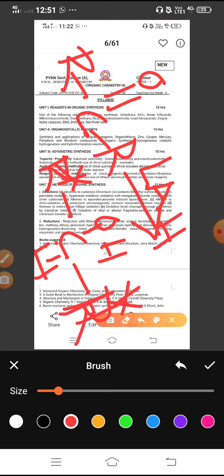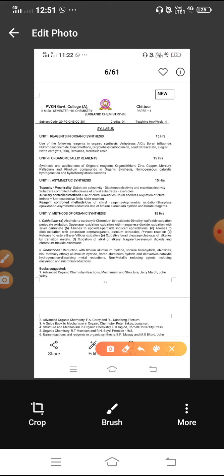Aldehydes, as seen previously, treated with LAH are converted to primary alcohols. Ketones treated with LAH are converted to secondary alcohols. So this is the reduction reagent. I am only telling you about the introduction of reagents. Later we will discuss topic wise, or reagent wise. Okay. So next, organometallic reagent.